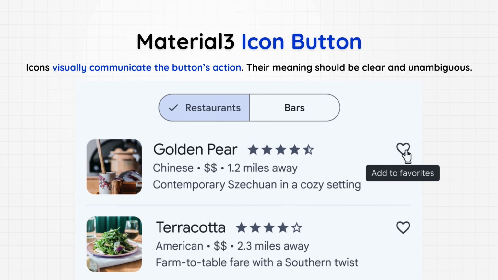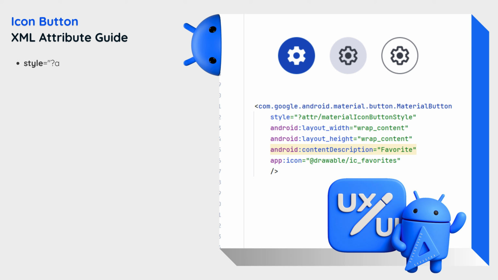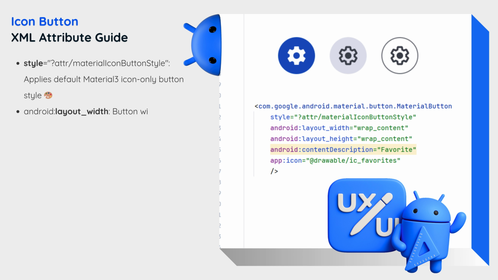Material 3 icon buttons use icons to visually communicate actions. The icon should clearly represent what the button does, so users can understand it at a glance. Here's a quick guide to the XML attributes for a Material 3 icon button. Use style equals @material icon button style to apply the default icon-only button style. Android layout_width and Android layout_height define the button's size.